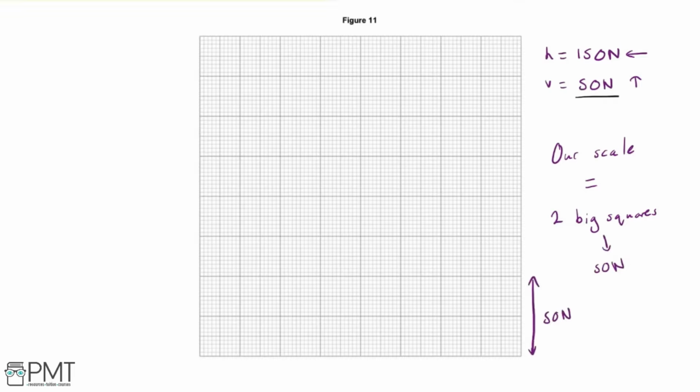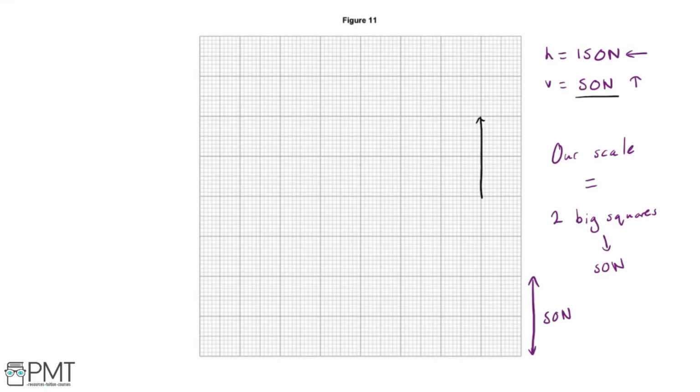So first of all, let's draw the vertical component, which is 50 newtons, and we've just established that 2 big squares is 50 newtons. So we can draw that down here. We would use a ruler in the exam. I'm drawing on a screen, so I can't really use a ruler. But just make sure you do use a ruler in the exam to make sure it's completely straight.